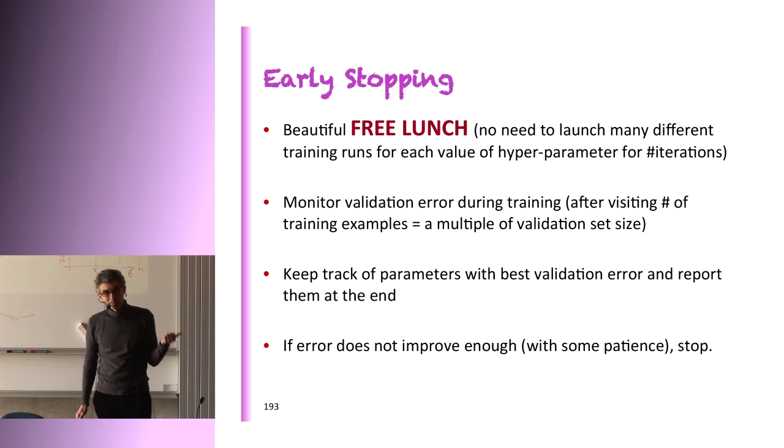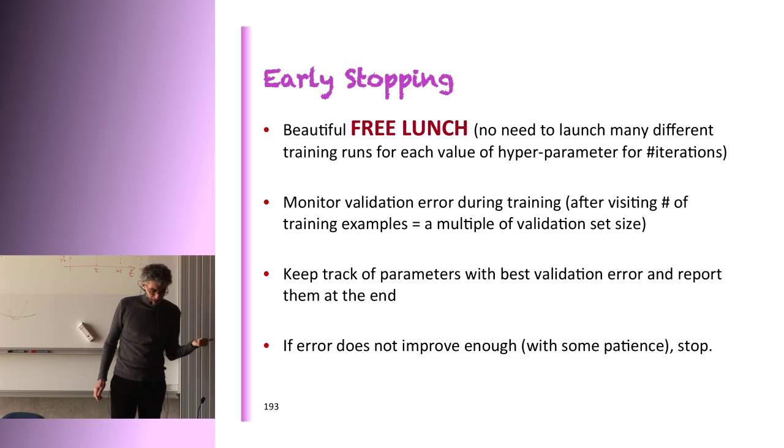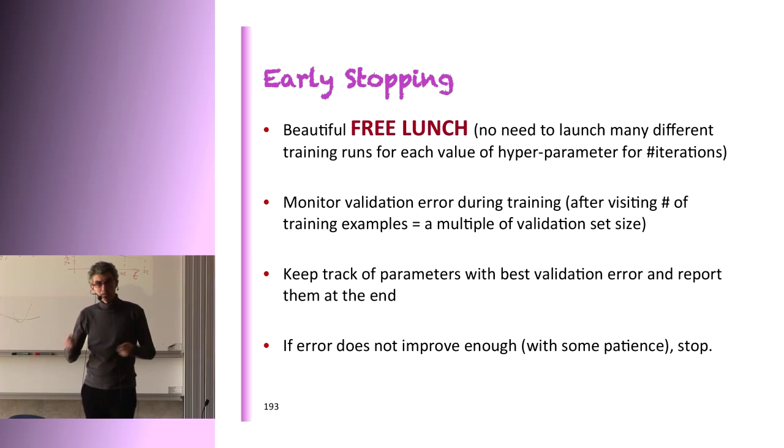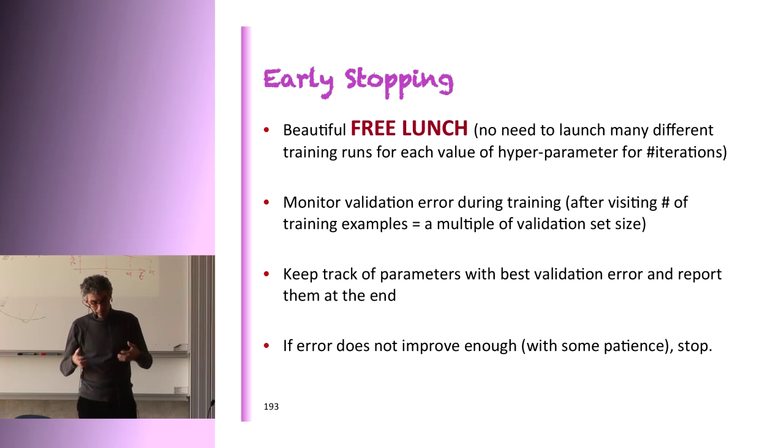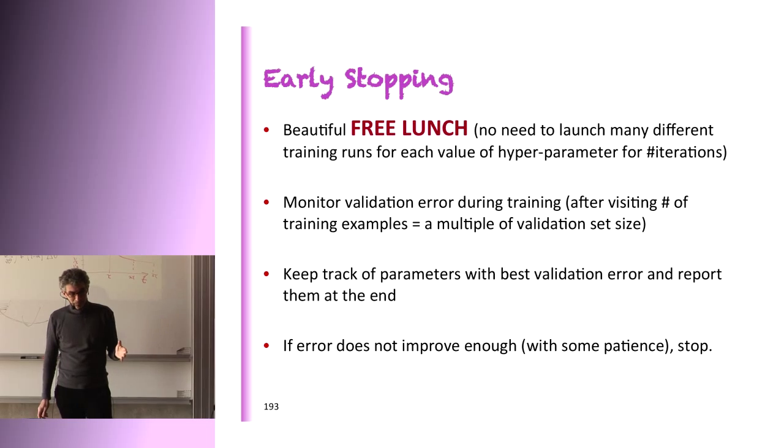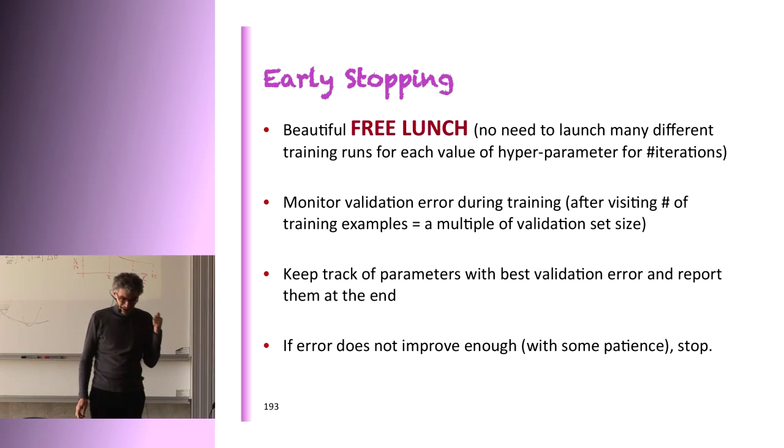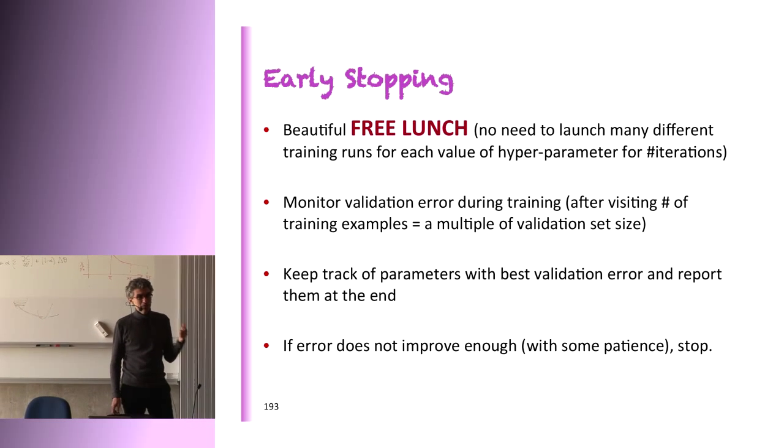So the thing with hyperparameters is that they're expensive because you have to try different values. And if you have many hyperparameters, this grows out of hand. So every time you can get rid of one hyperparameter for free, you should say yeah. Okay? So this one you can get rid of. It's the number of iterations for training.